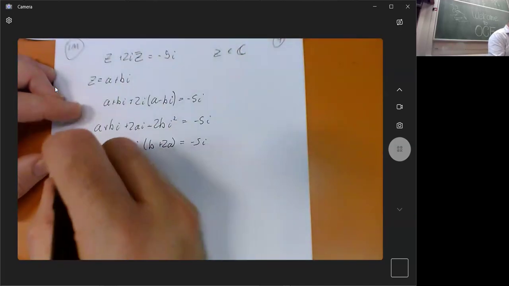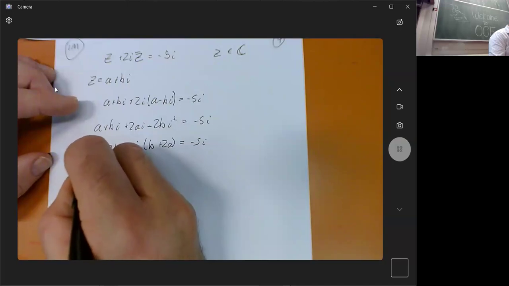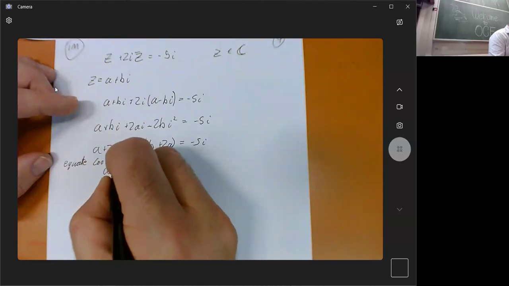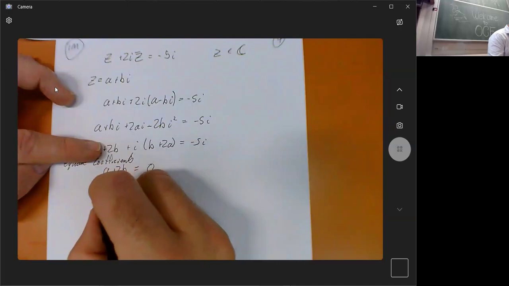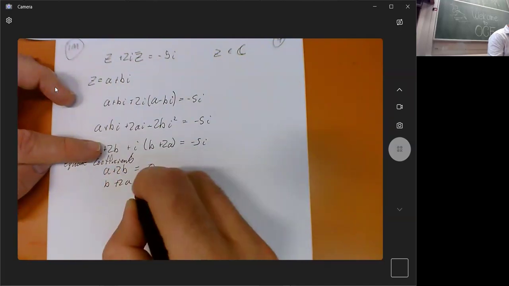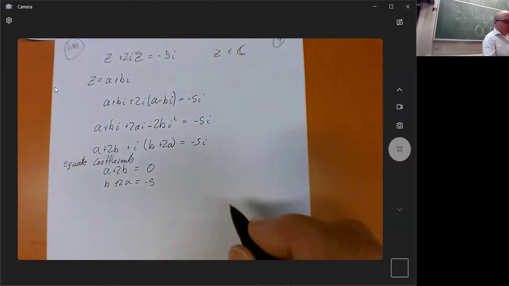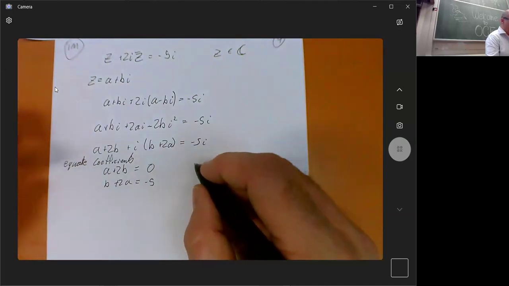So a + 2b is equal to 0, and b + 2a is equal to -5. Choose your favorite method for working out what stuff is.